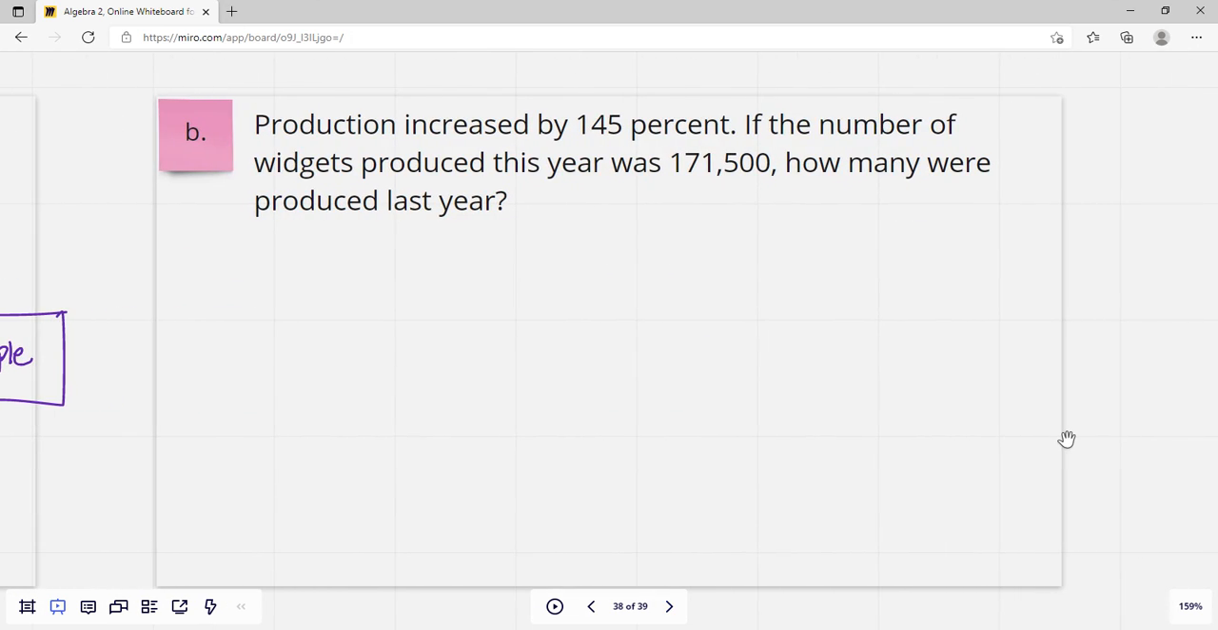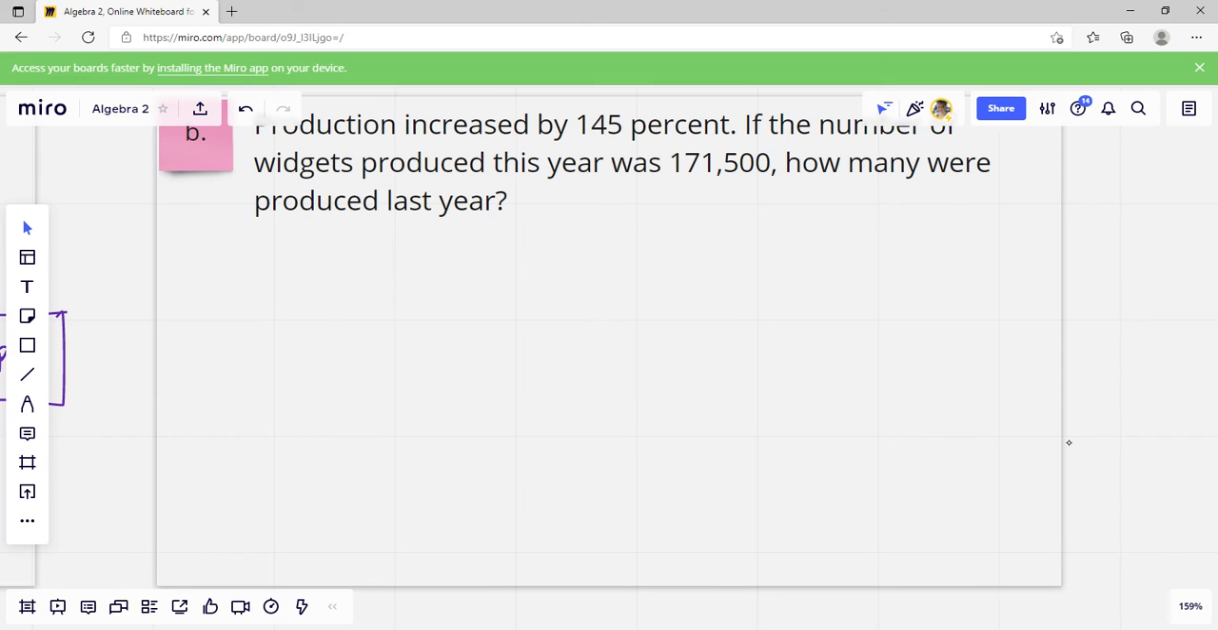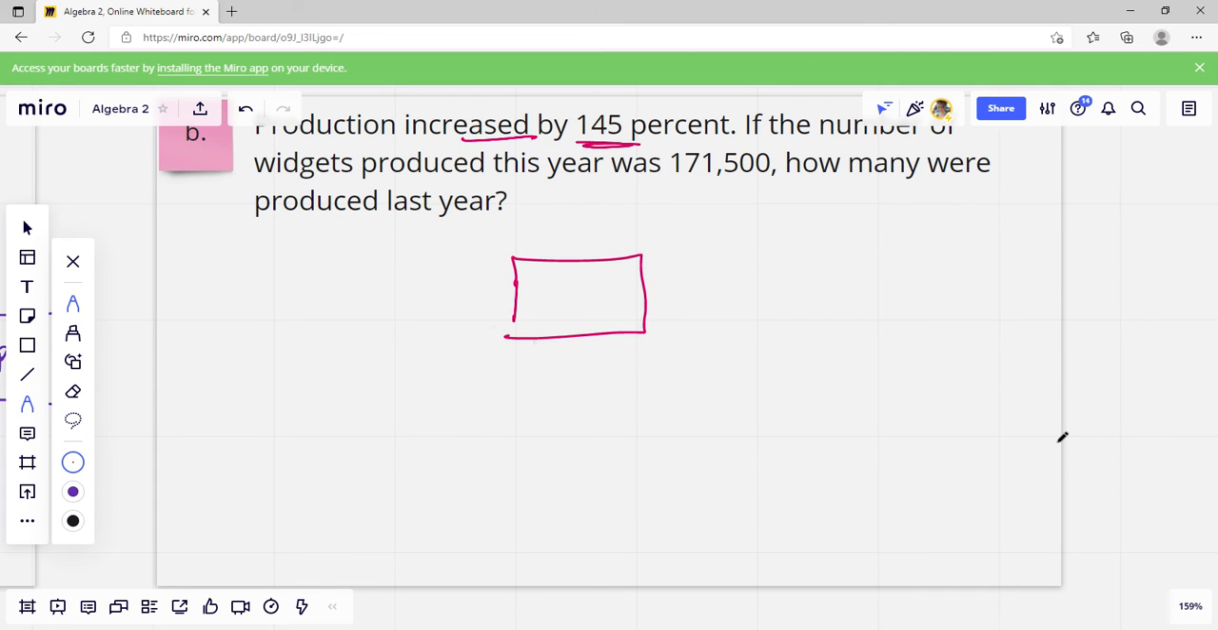Okay, B. This is one where it increased. Remember how last time it said it was greater. This one says it increased. So production increased, okay, got more by 145%. So we've got, actually I don't like that. Let me draw better.